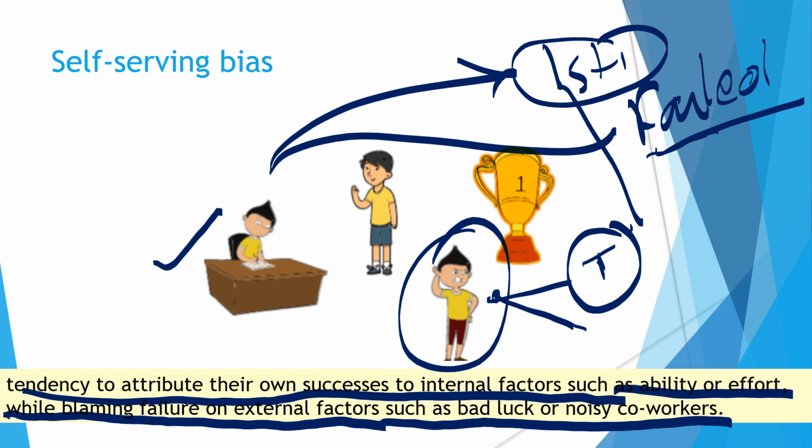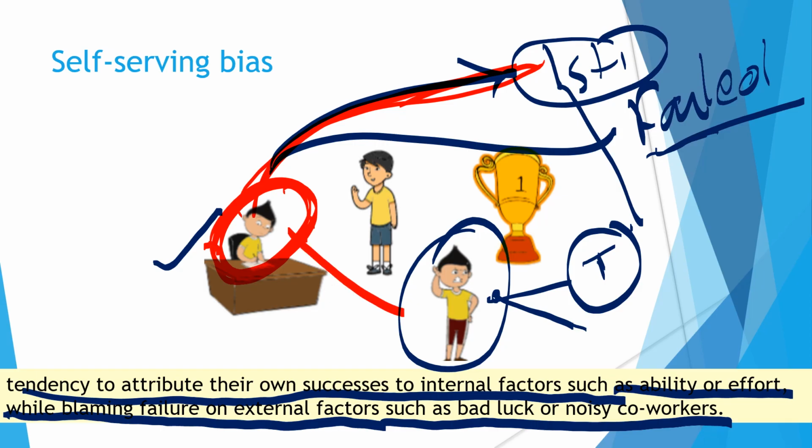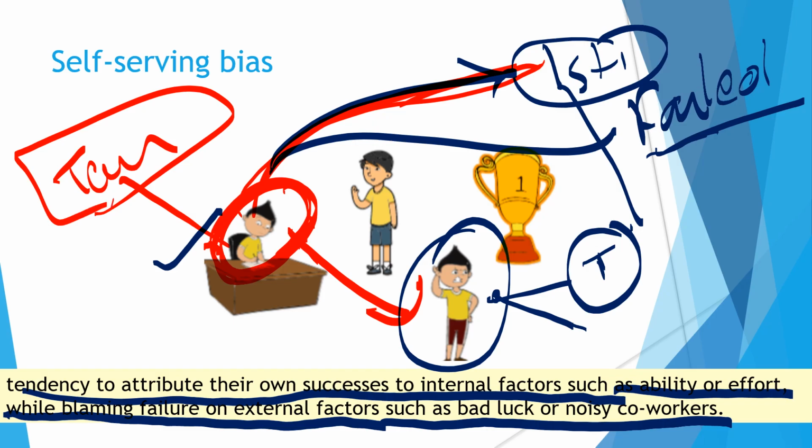Whenever he has success, he attributes it to himself, because he got the first position in the class because he studied a lot. But when he failed, he does not want to take the responsibility, and he wants to put all the blame on the teachers or family or whatever, but not on himself. So this is called self-serving bias.